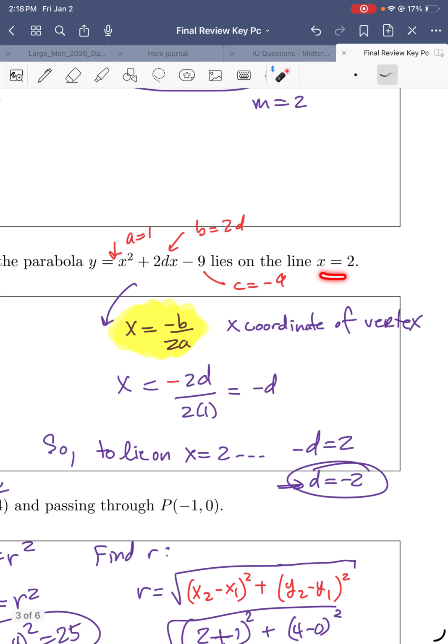But if I want to lie on the line x equal to 2, then that means that negative d must be equal to an x of 2. So 2 is negative d, and so d is negative 2.